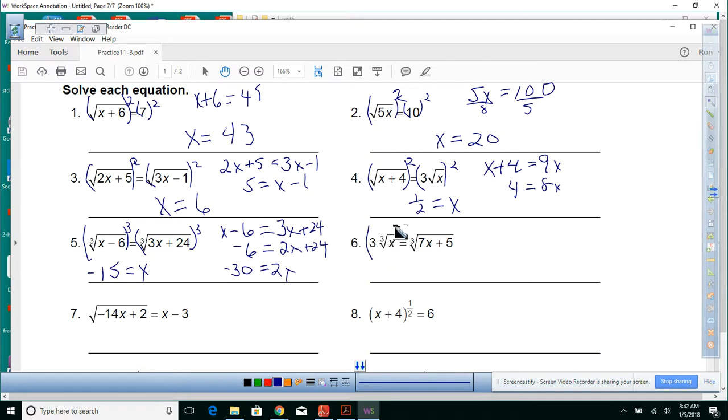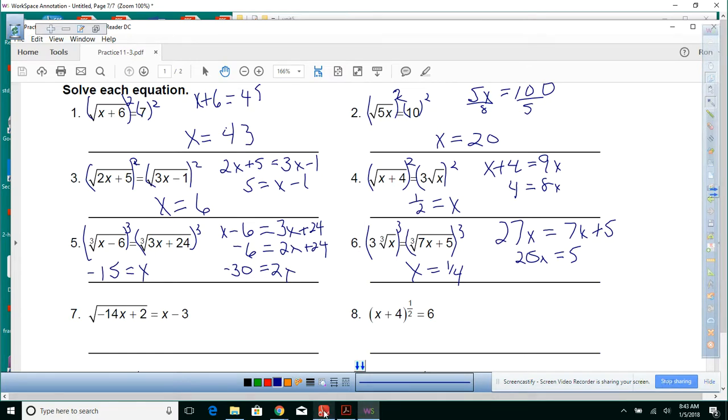We're going to cube both sides here. And that, well, what is 3 cubed? That gives you 27x equals, and that's going to be 7x plus 5. Subtract 7x from both sides. I get 20x equals 5. Divide both sides by 20, and I get x equals 1/4. All right. Now, all of these you can do in your calculator. It's real easy, and I'm going to show you. Let's see here. Number 5.